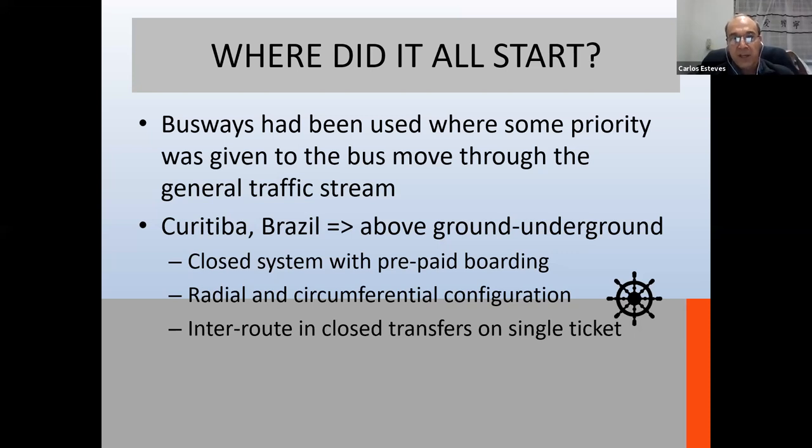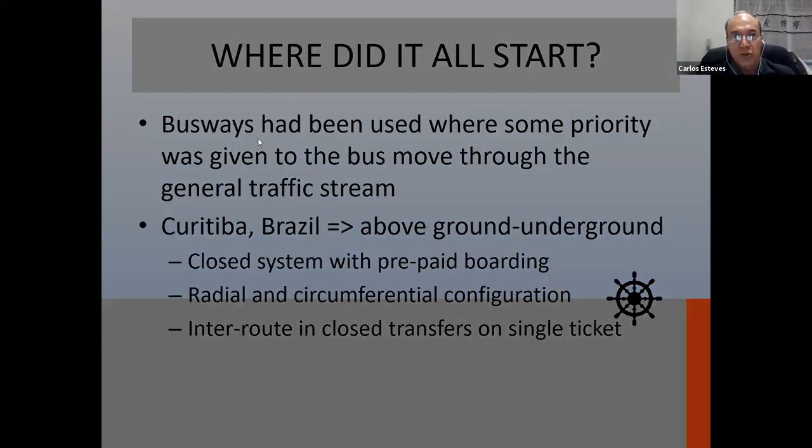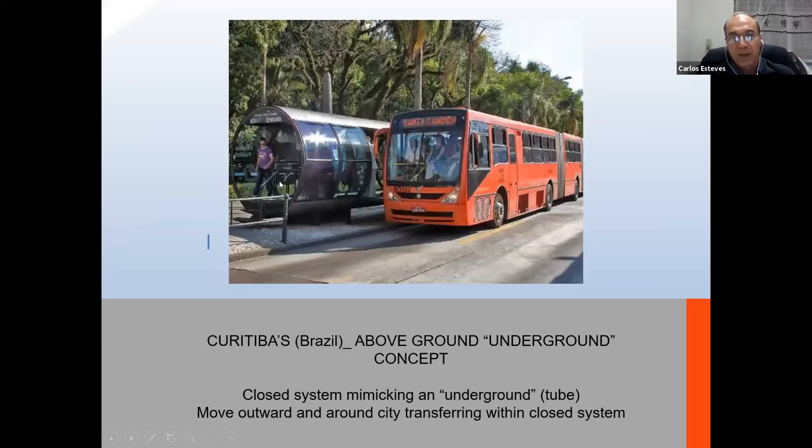So it was typically a closed system with prepaid boarding. It was developed as a radial and circumferential configuration. So you could go from the city center outwards. It would intercept with the radial routes. The point was you could transfer anywhere along the route in literally a tube. So if you go to Curitiba, you'll see there's tubes. And these tubes, as long as you're in the tube or in the bus, you don't have to pay another ticket as you do in the metro, depending on the route. So that was what Curitiba did. And that was the next step.